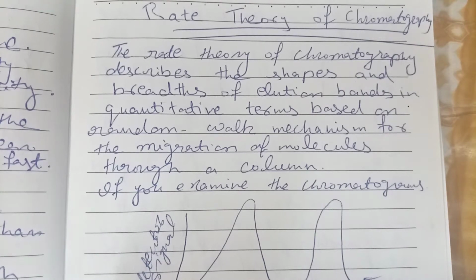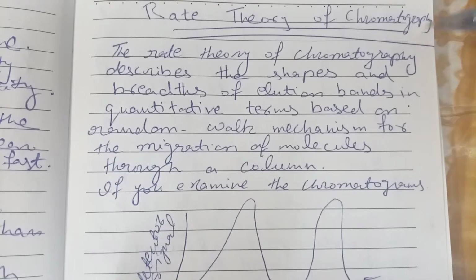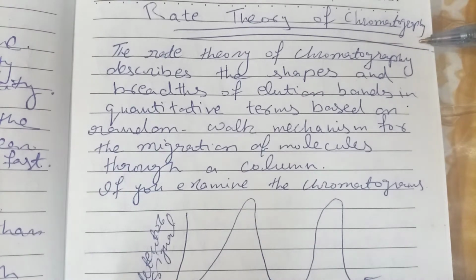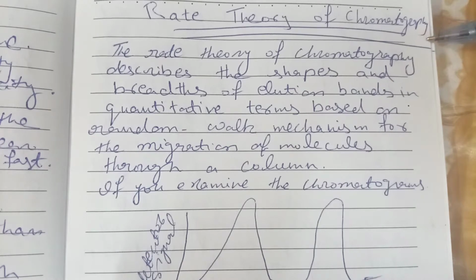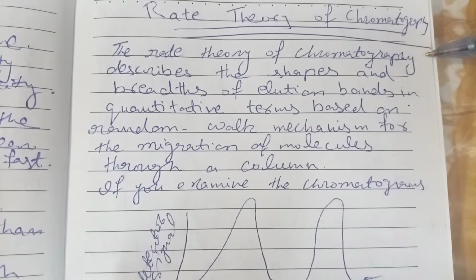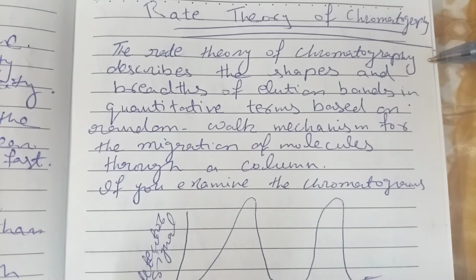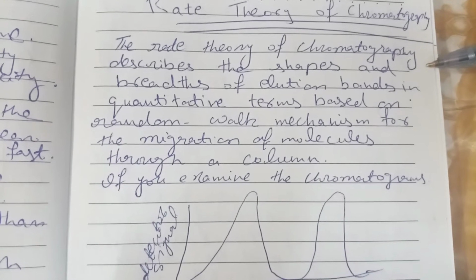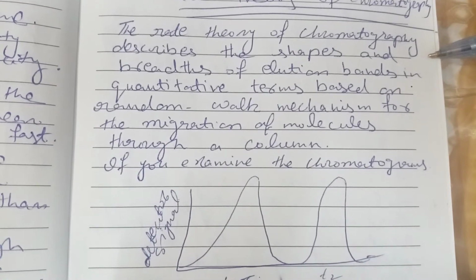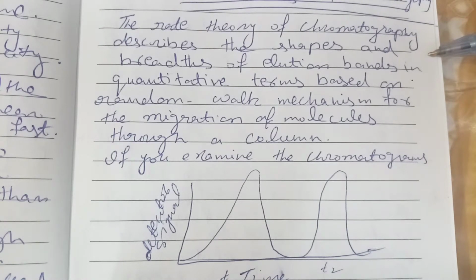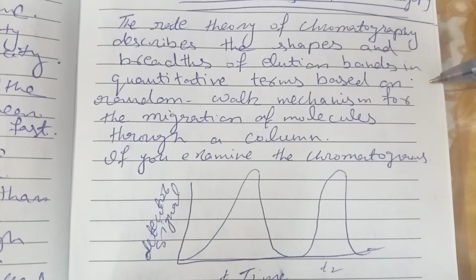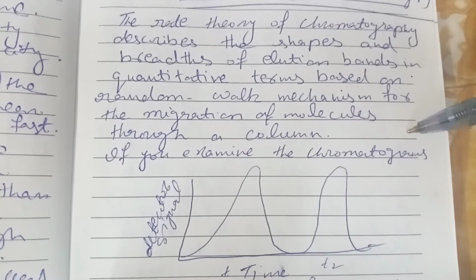Dear students, today our topic is rate theory of chromatography. This is the most important topic that comes in exams. Now, rate theory of chromatography describes shapes and breadths of elution bands in quantitative terms, based on a random walk mechanism for migration of molecules through a column.